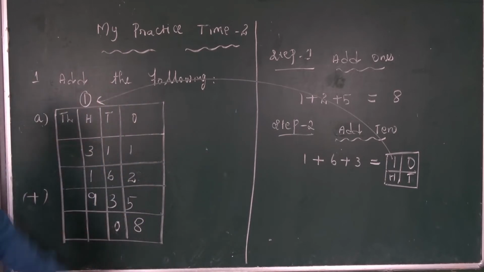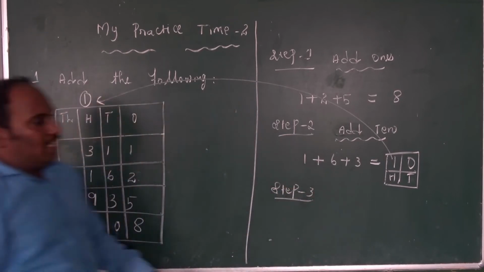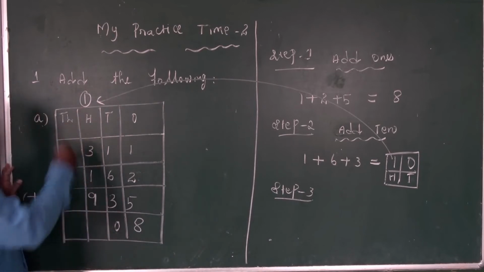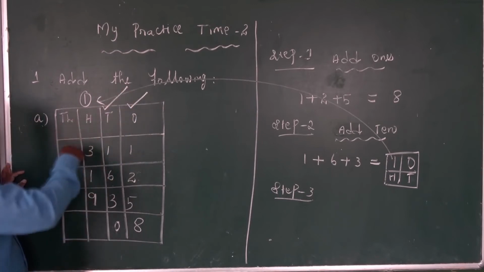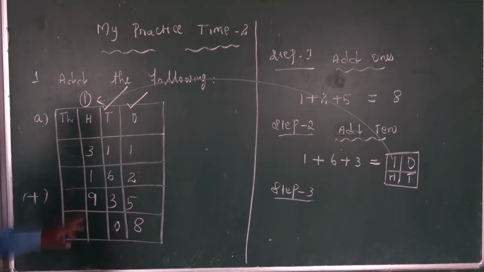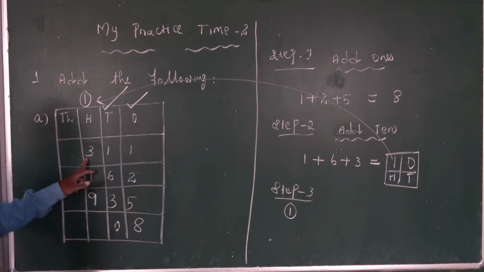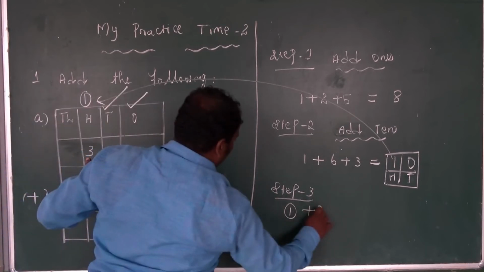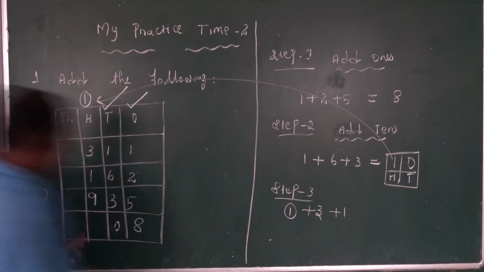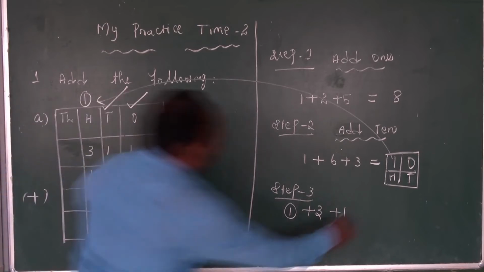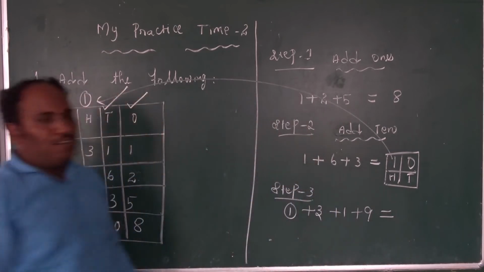So next is step 3. We add the hundreds place. Step 1 is the ones place, step 2 is the tens place, step 3 is the hundreds place. In our hundreds place we have the carried-over 1, plus 300, plus 400, plus 900. We add the four numbers.